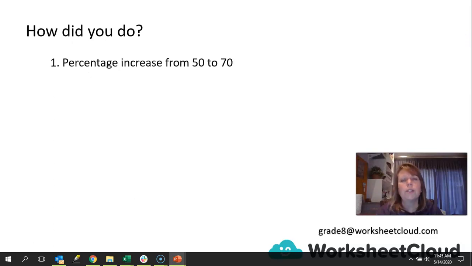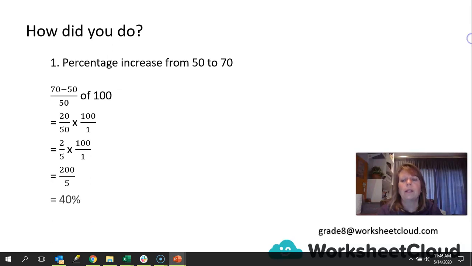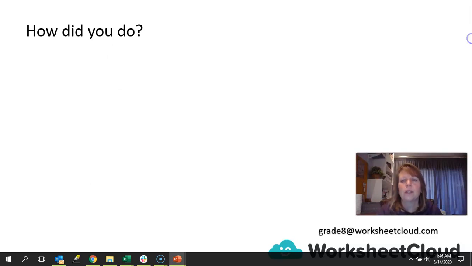Okay, so the percentage increase from 50 to 70 would be 70 minus 50 over our original amount of 50, of 100. Okay, so that's the fraction of 100, right? So it's 20 over 50 times by 100 over 1, which will be 2 over 5 times by 100 over 1. Like I said to you just now, you can times the 100 by 20 and then divide it by 50, whichever you think is easier. It will all work out the same. Okay, we'll end up with 200 over 5, and that gives me 40% because 5 goes into 200 40 times. Okay, not so bad. Okay, let's go on to the next one.